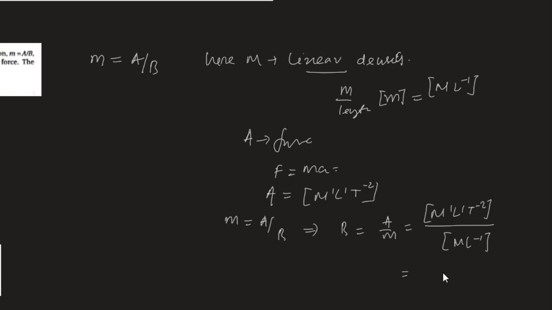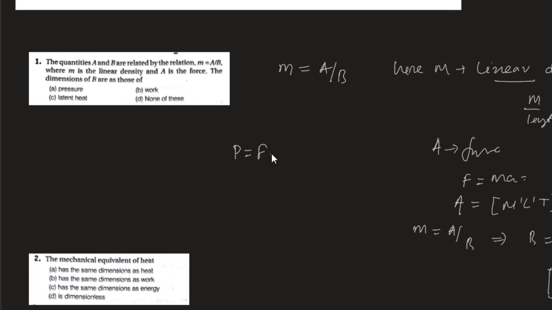So now how much will we get? M will cancel out, so we'll get L^2 T^-2. This is the dimension of B. Now the question is, which dimension is the same as this, L^2 T^-2?